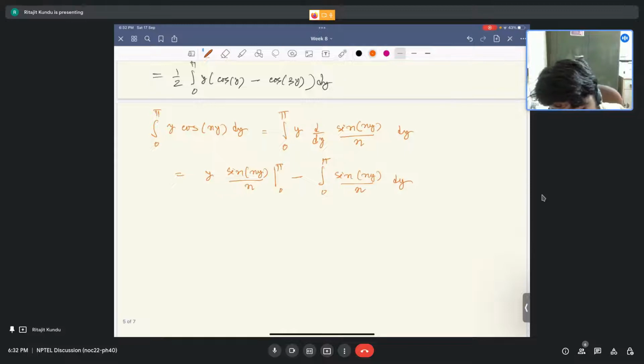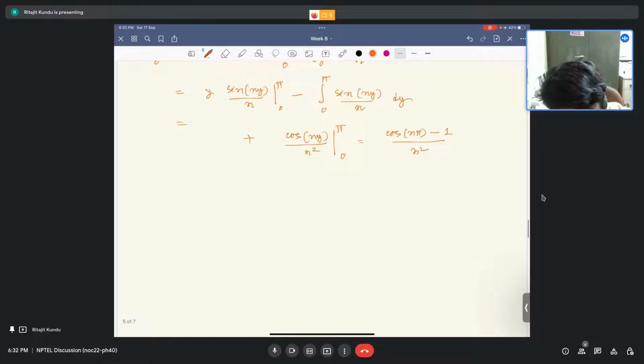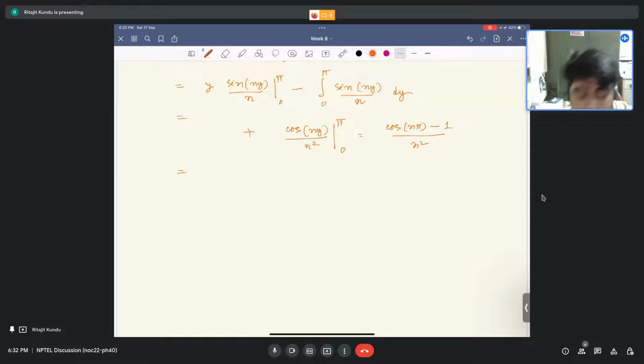So you see that the first term is actually 0. Okay, and the second term will give us cosine of n pi, and this minus will get cancelled, so it will become n square, 0 to pi. So this becomes cosine of n pi minus 1 by n square. So cosine of n pi for any integer value is just minus 1 to the power n.